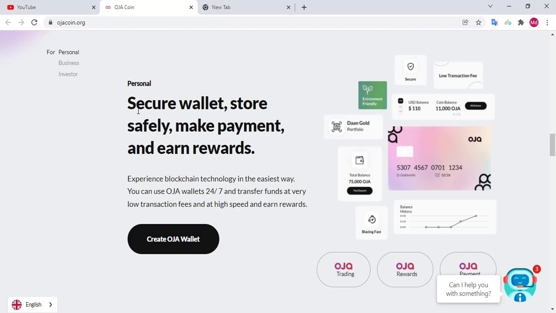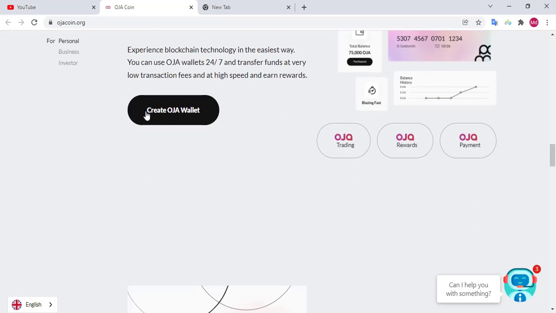Personal. Secure wallet: store safely, make payment and earn rewards. Experience blockchain technology in the easiest way. You can use OJA wallet 24/7 and transfer funds at very low transaction fee and at high speed and earn rewards. Create OJA wallet. OJA Trading, OJA Rewards, OJA Payment.